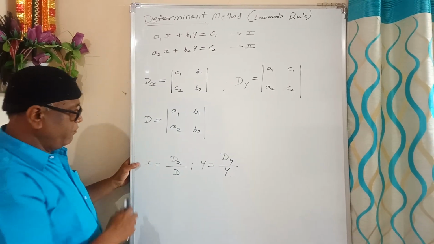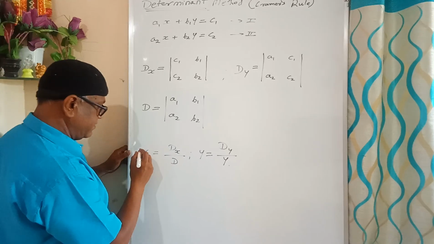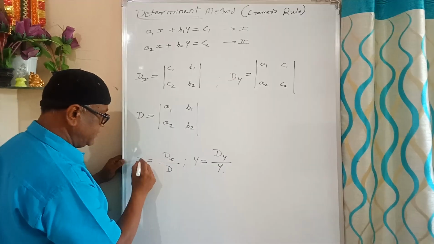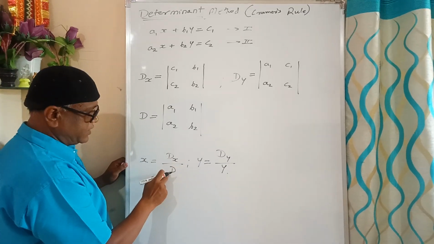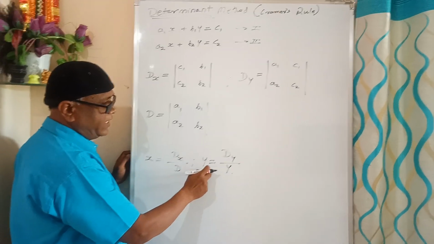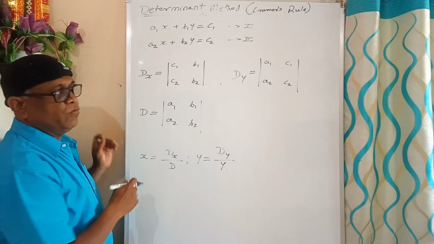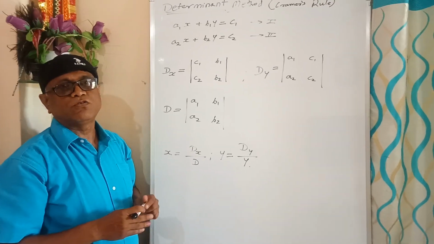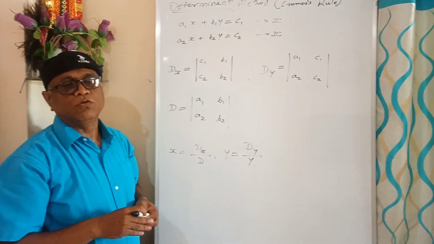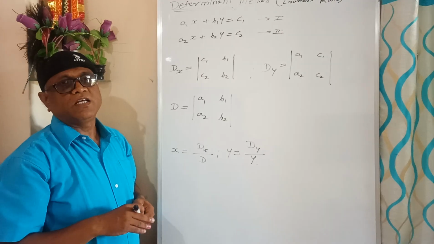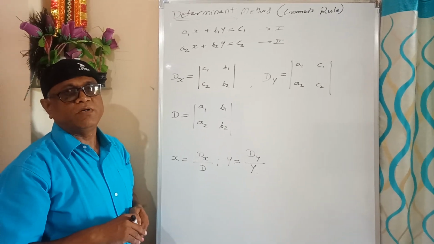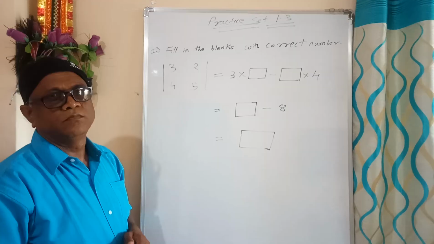Now the variable x is equal to dx upon d, and y is equal to dy upon d. In this way, by using Cramer's rule, we are going to solve the simultaneous equations.